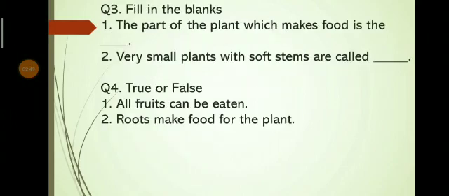Question 3, fill in the blanks. The part of the plant which makes food is the ___. Very small plants with soft stems are called ___. Question 4, true or false? All fruits can be eaten. Roots make food for the plant.